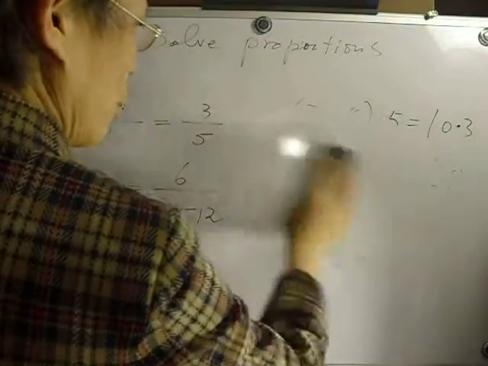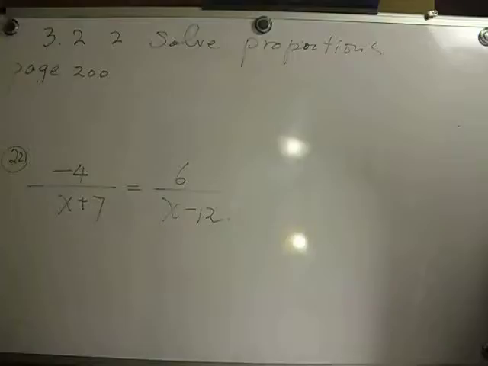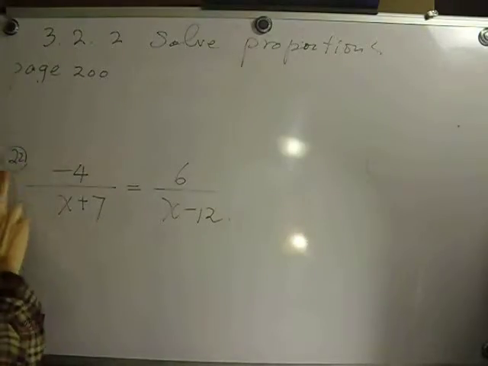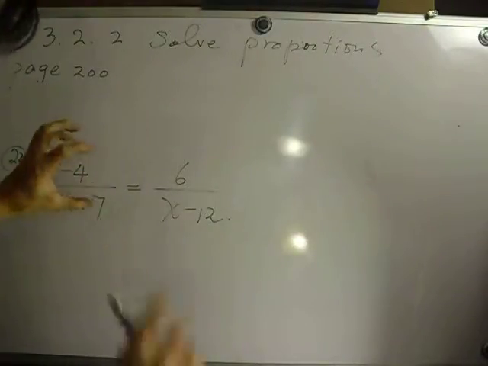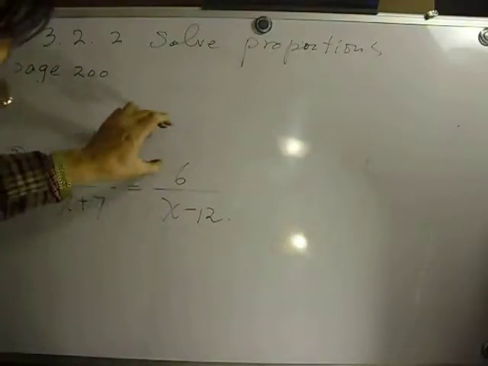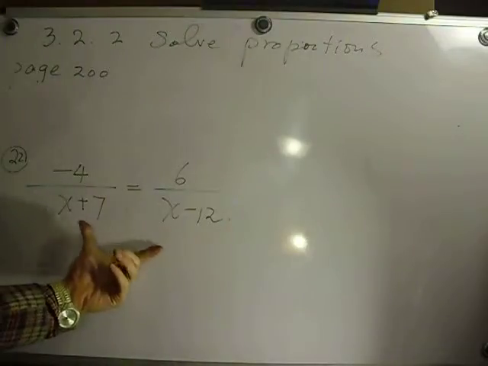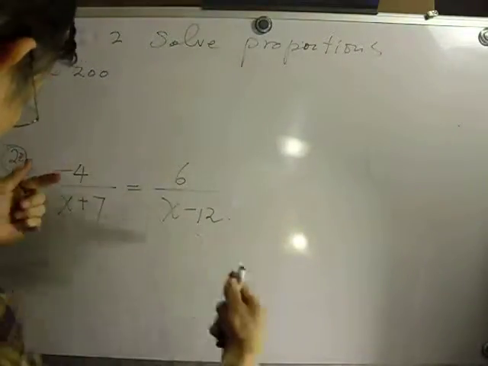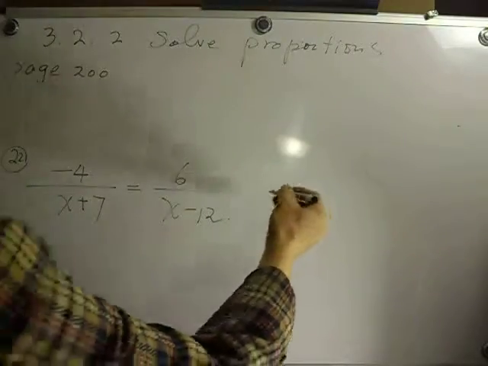But the next example is on the same page, page 200, number 22. If you check your textbook, you will see that I deliberately put the numerators at the bottom and the ones from the bottom up here. You can solve this the same type of problem, and even the answer is the same. You see this kind of problem, it's just two fractions, and you just use the cross product. It doesn't matter what is up here or there.